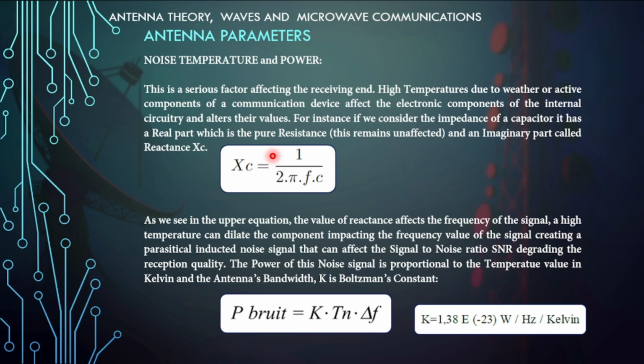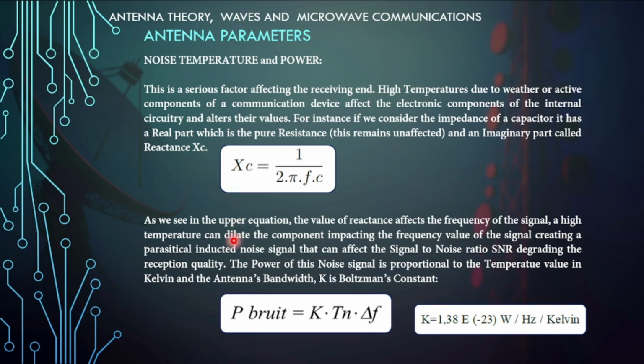It would virtually change the factor, but not only that, even a higher temperature would change the C value, which is the capacitance, the capacity value of the capacitor, in farads. This will also lead to a change of the frequency being generated, and it can create a parasitic signal, which is what we call a noisy frequency, a noise signal interfering with the main signal. So as we see in the upper equation, the value of reactance affects the frequency of the signal, right? A high temperature can dilate the component, impacting the frequency value of the signal.